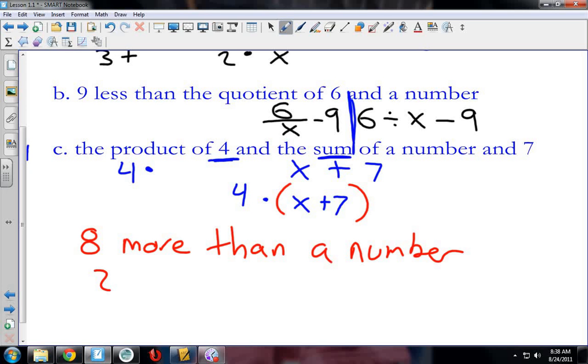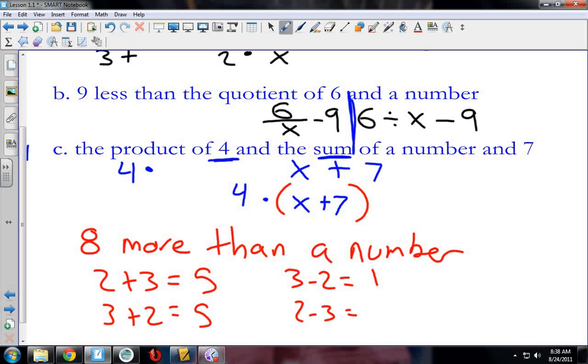Because what's 2 plus 3? What's 3 plus 2? 5. So it's okay to be a little bit sloppy with addition. But let's do, what's 3 minus 2? What's 2 minus 3? Are those the same answer? No, so you have to be really careful with the subtractions.